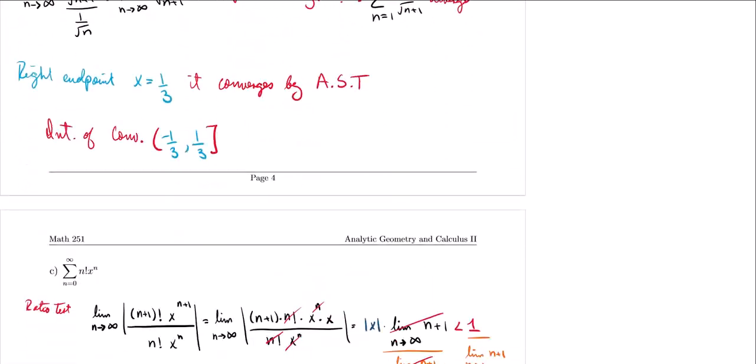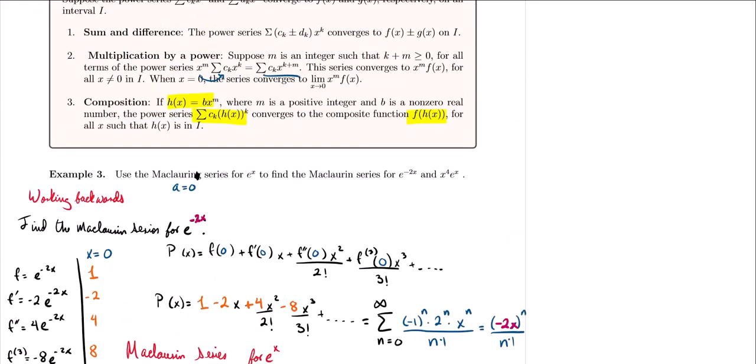Now the last example that we worked on in class was a problem asking us to use the Maclaurin series for e to the x to find the Maclaurin series for e to the 2x. In class, we worked on this example backwards as a way of reviewing how to figure out a Maclaurin series, or a Maclaurin polynomial in this case, although we did continue on to infinity.